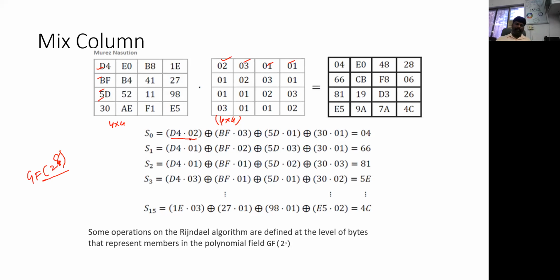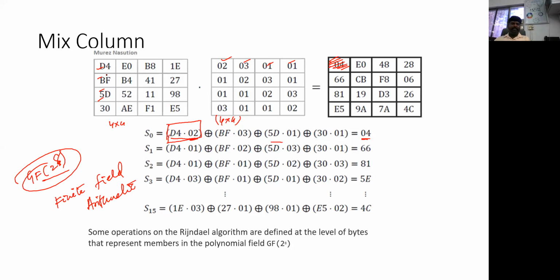You will get four results, and if you simplify the results, you will get the final result that will be stored here. So this is an example to understand how the multiplication has to be done for the mix column under the Advanced Encryption Standard. Here, in order to multiply the two hexadecimal values, we are going for finite field arithmetic. I'll explain that again with the example in the next slide.